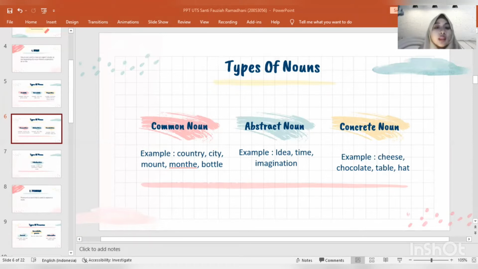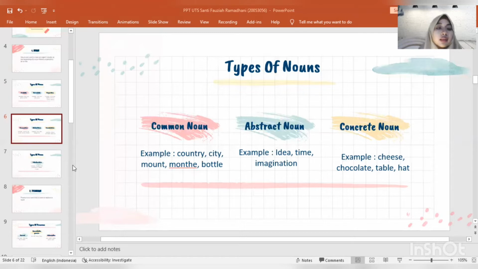The fifth is abstract noun. As the name implies, this noun expresses abstract things such as ideas, concepts, circumstances, feelings, and many more. For example, time, idea, imagination.